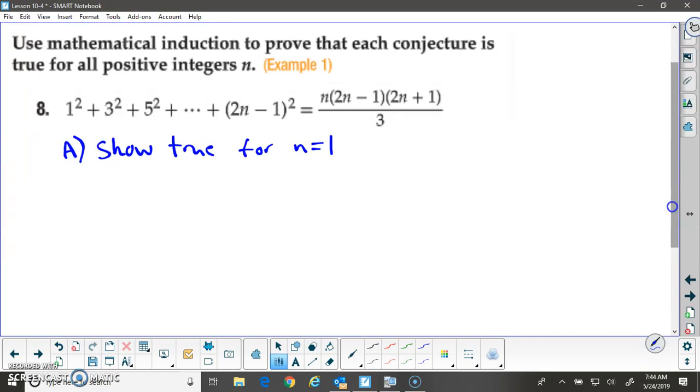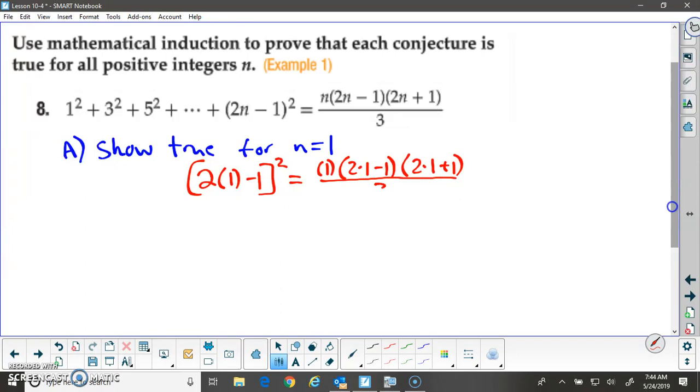And if we do that, we put 1 in for n. So we get 2 times 1 minus 1, all raised to the second power, should equal 1 times 2 times 1 minus 1 times 2 times 1 plus 1, all divided by 3. And so it looks like the left-hand side gives us 2 minus 1, which is 1 squared, or 1, should equal, we get 1 times 1 times 3, all divided by 3.